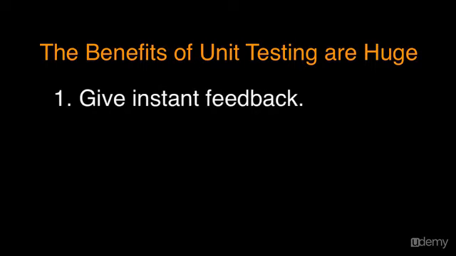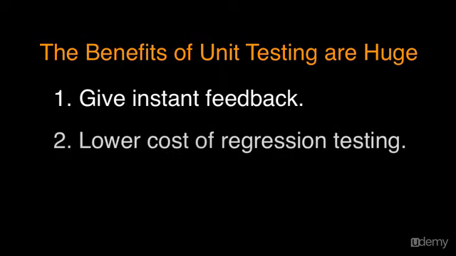One, they give us instant feedback. When you make changes to your code and a unit test breaks, you know about that instantly, not 3 weeks later after we've rolled into production. Two, they dramatically lower the cost of regression testing. Instead of having to manually retest everything every time we pump out a new release, we save ourselves tons of time by automating the easy stuff so we have more time to test the complicated stuff.